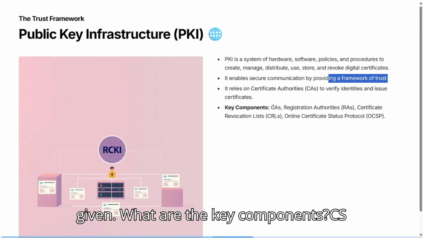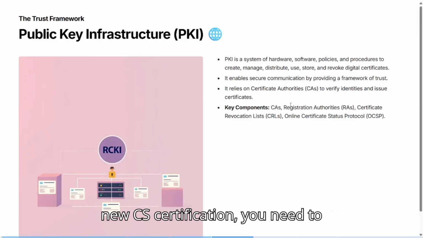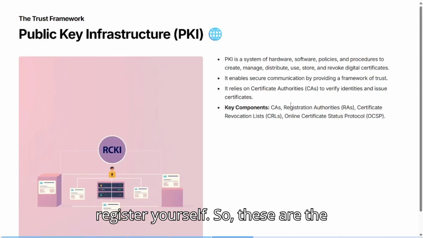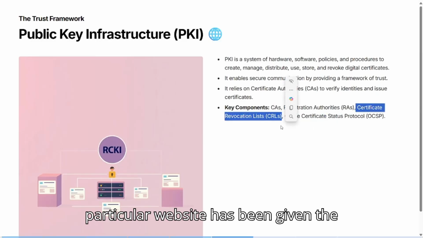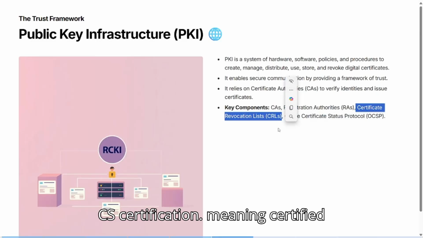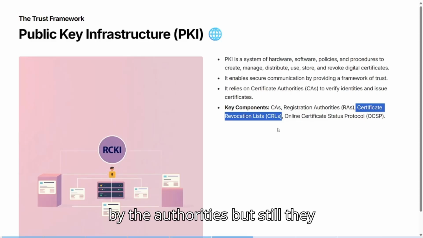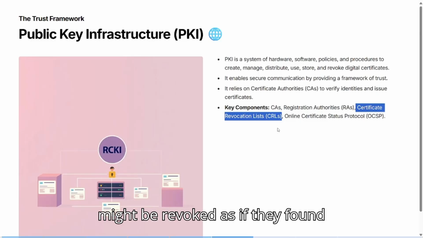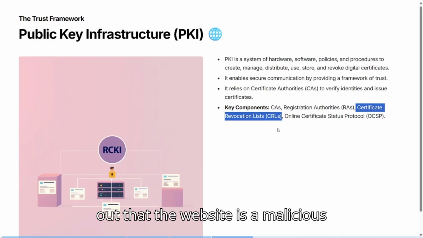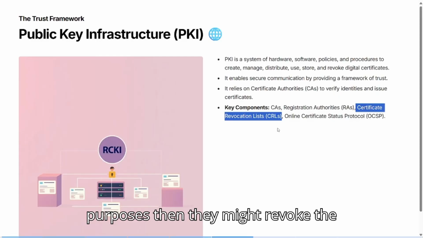What are the key components? CAs, certification authorities, and registration authorities. Why? Whenever you want a new CA certification, you need to register yourself, so these are the registration authorities. Then the certificate revocation list. Sometimes a particular website has been given the CA certification, meaning certified by the authorities, but it might still be revoked if they find out that the website is malicious or being used for malicious purposes. Then they might revoke it.